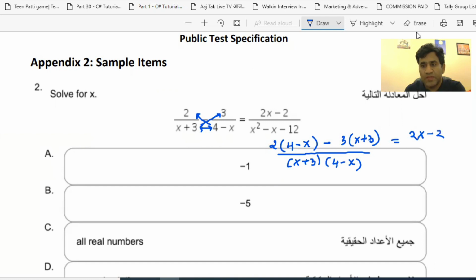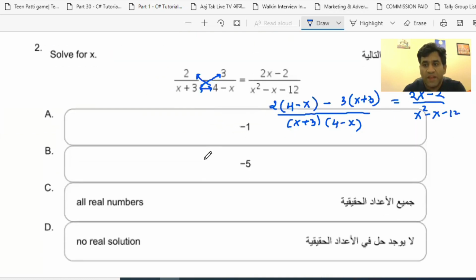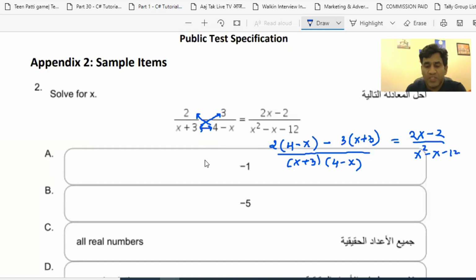So 2x minus 2 by x square minus x minus 12. So this side is as it is. Now I need to simplify it further. So how do we simplify it? Just use the distributive. 2 times 4, it's going to be 8, and 2 times x is going to be negative 2x.